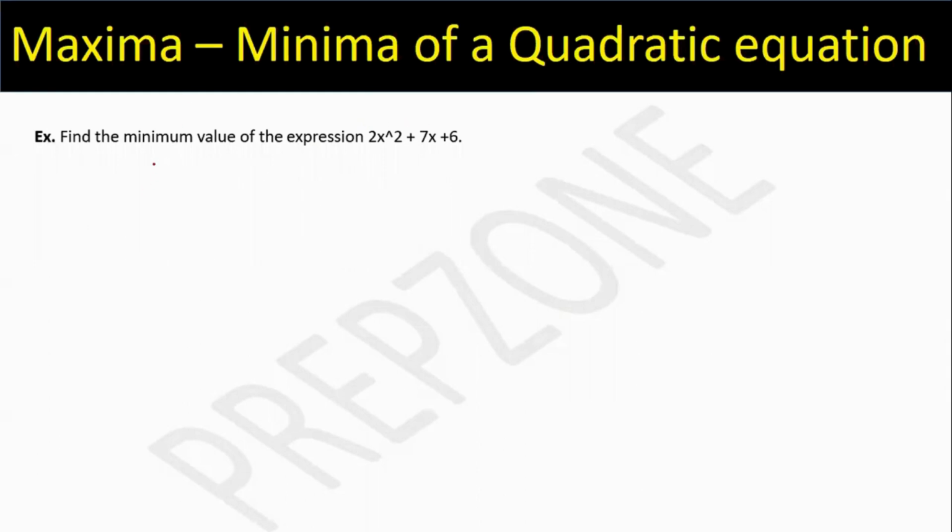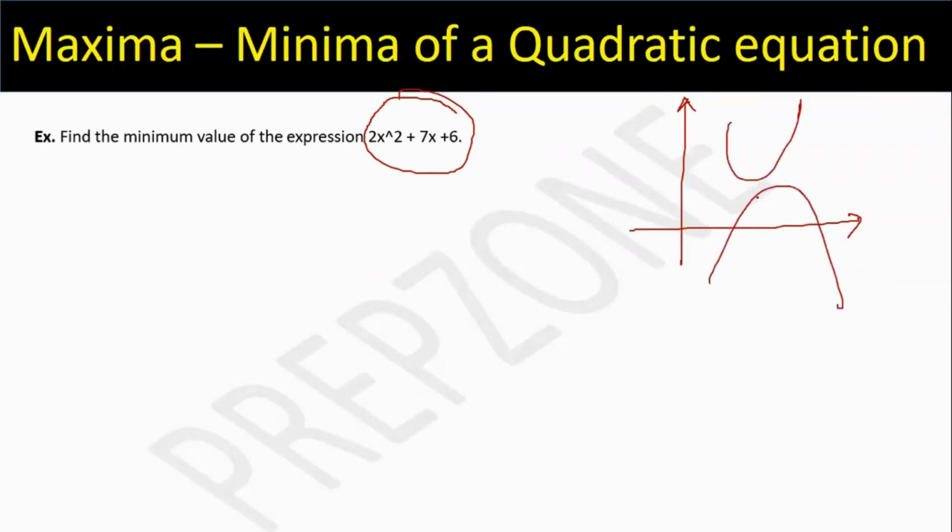So by the way, what is minimum? See, this is a quadratic equation, right? So if you think from a graphical point of view, how would a quadratic equation look like? It is a parabola, so it will be something like this or something like that. It can be anywhere, right? Either it will be a parabola facing upward or a parabola facing downward, right?